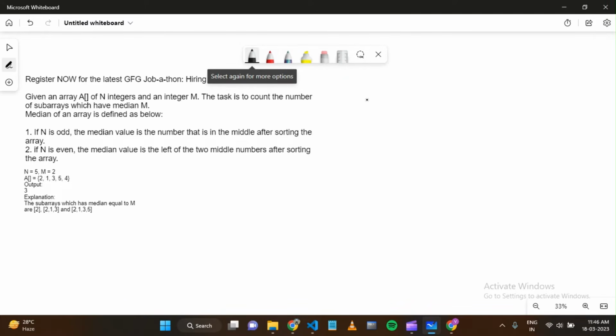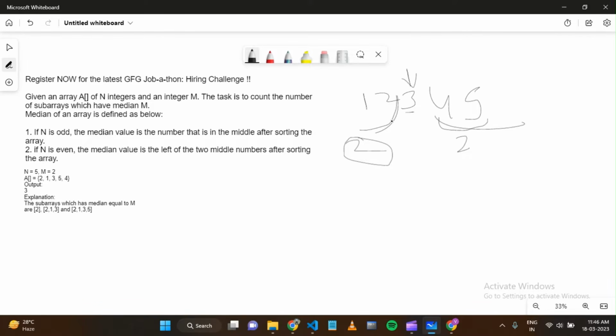What I want you to understand is that if the length is odd, then it is clear that the middle element of the array will be the median. The count of numbers which are less than 3 is 2, and the count of numbers which are greater than 3 is 2. So in case of odd elements, the count on the left hand side should be equal to the count on the right hand side, and the number which will be the median is 3.